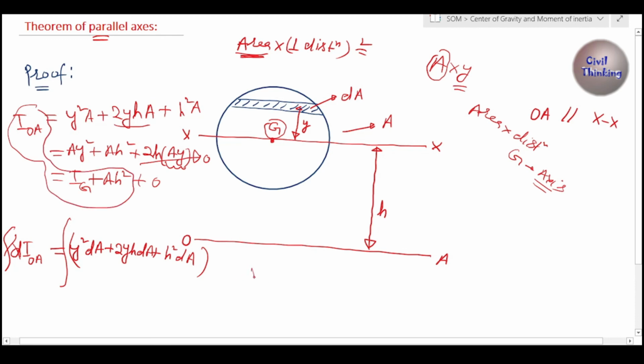So let me write here, IOA is equal to Ig plus A h square. This is the theorem of parallel axis. So we have proved the theorem of parallel axis. And that's it for today.